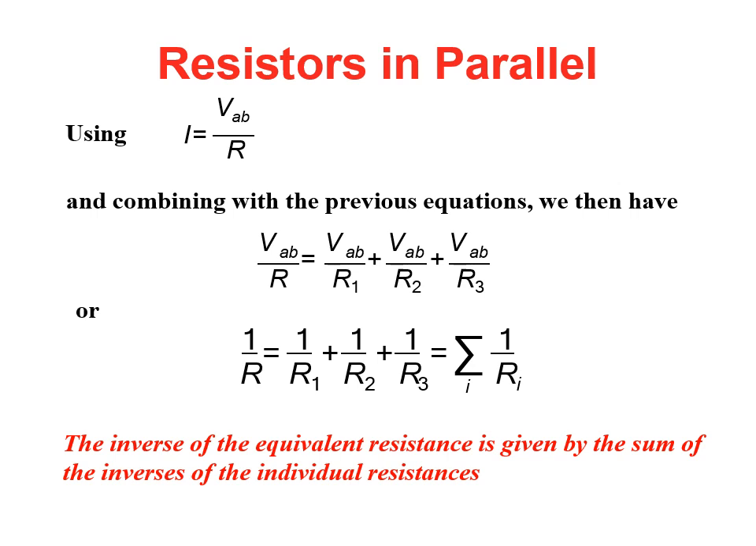1 over R is equal to 1 over R1 plus 1 over R2 plus 1 over R3. The inverse of the equivalent resistance is given by the sum of the inverses of the individual resistances.